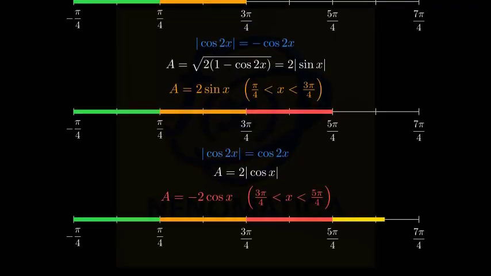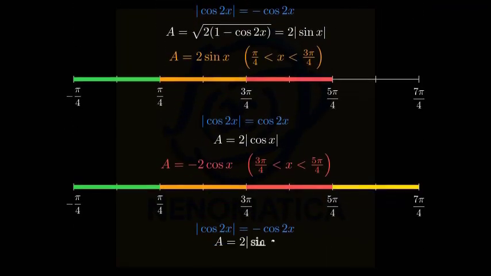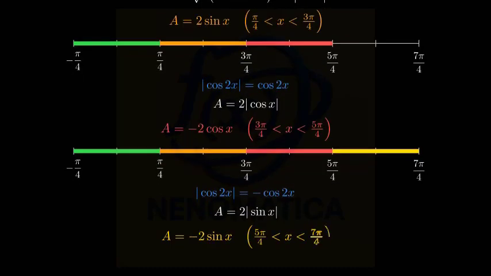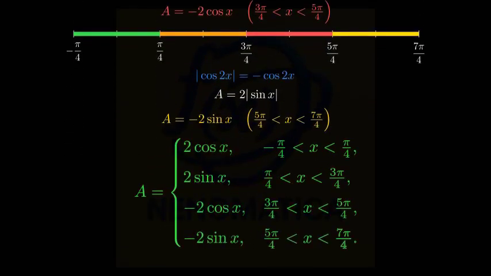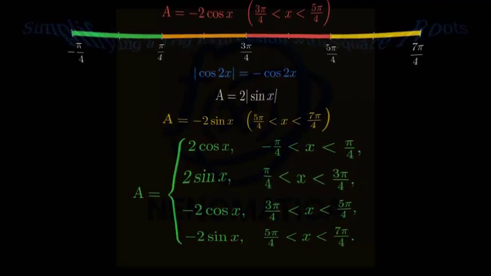4x between 5 pi over 4 and 7 pi over 4. Cosine 2x is non-positive. Thus, a equals 2 times the absolute value of sine x. On this interval, sine x is negative, so a equals negative 2 sine x. Putting everything together, the nested radical simplifies as follows.